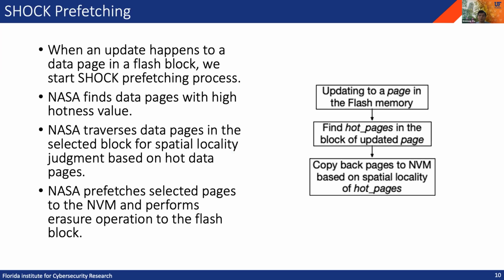When an update happens to a data page in a flash block, we leverage shock to prefetch data pages to the NVM for future potential access. First, in the block where the update happens, we first find data pages with high hardness value. Then we traverse the data pages in the block to identify pages based on the spatial locality judgment by assessing their address distance. In the end, we prefetch those data pages to the NVM and perform block erasure operation on the selected block.